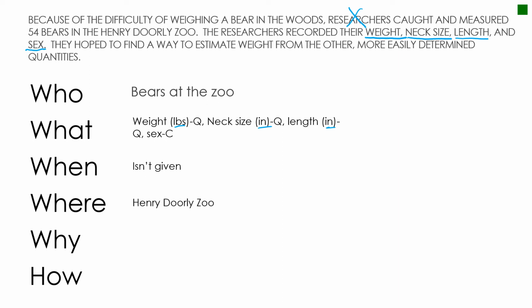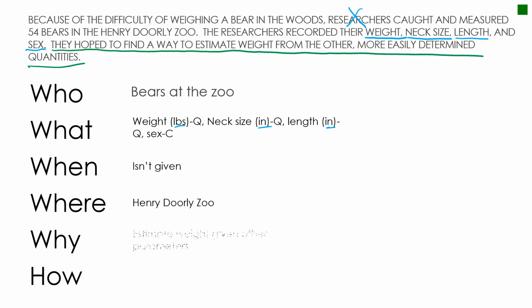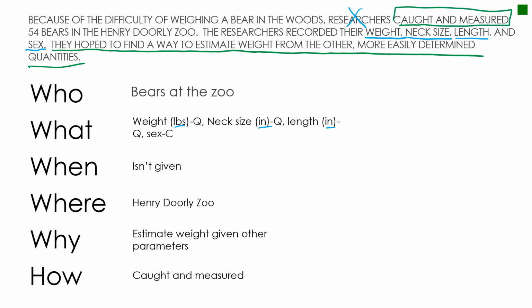Why? Obviously the why is super important. Why did this study even occur? And that information is given very clearly right here. They hope to find a way to estimate weight from the other more easily determined quantities. So estimate weight given other parameters. And how? Well, I would say very carefully, but they caught and measured, and that's all we're given. So that's not great information. We don't know how they caught and measured. Honestly, maybe I just don't want to know. But that is the only how that we are given in this situation.